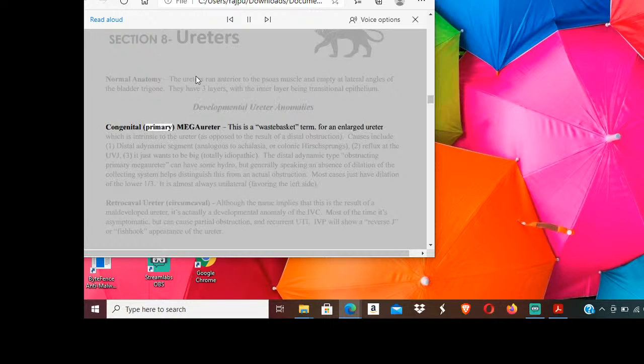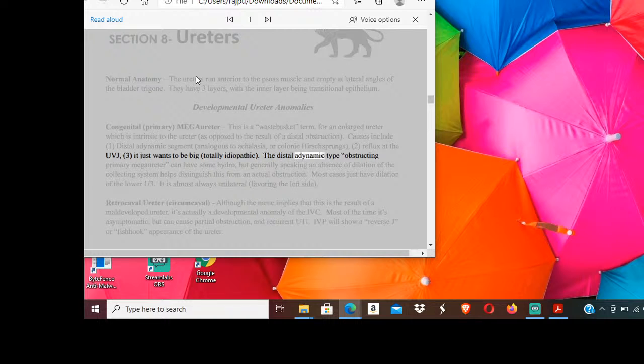Congenital primary megaureter. This is a wastebasket term for an enlarged ureter which is intrinsic to the ureter, as opposed to the result of a distal obstruction. Causes include 1. Distal adynamic segment, analogous to achalasia or colonic Hirschsprung's. 2. Reflux at the UVJ. 3. It just wants to be big, totally idiopathic.